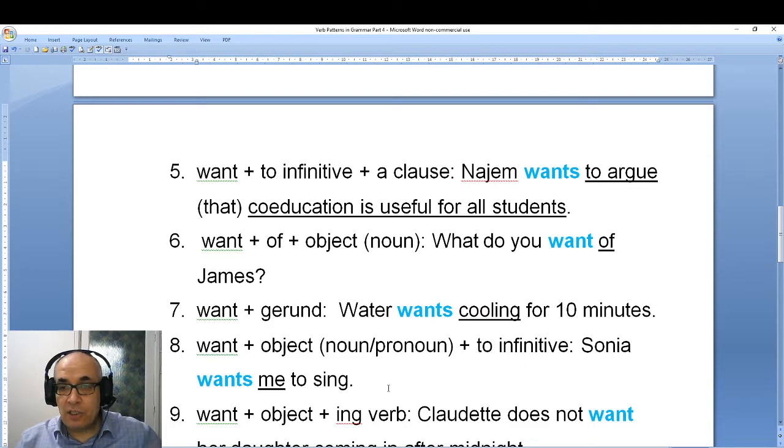So you can say Sonia wants me to sing, John wants me to go, Georgette wants me to read. So you can make millions of sentences like this. But before you make the sentences, ask yourself, what can I use after this verb? You look, you think, and you copy. You do a similar verb pattern.